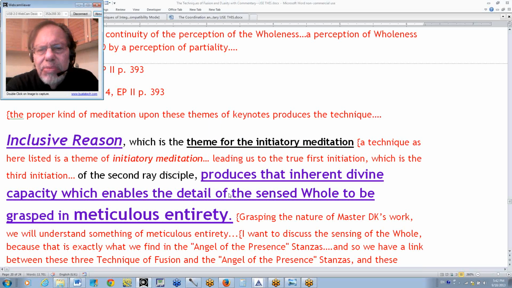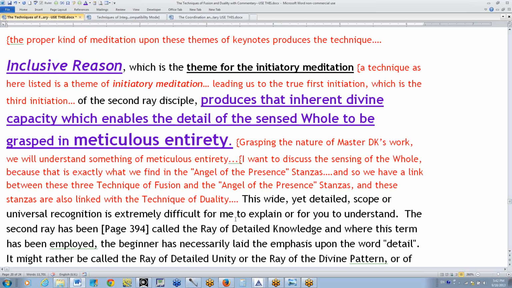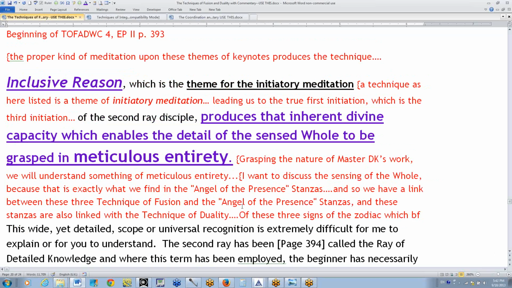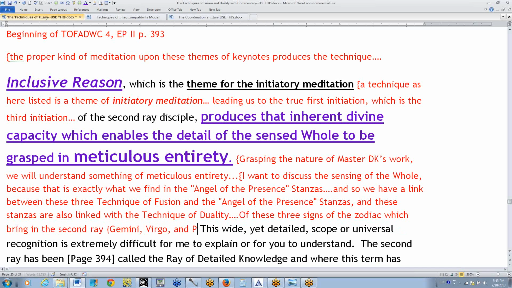Now, the first-ray disciple is more interested in isolating the whole and is likely to consider the detail of far less importance. This is the way the first-ray types are in general in their life. Give me the principles and do not clutter the expeditiousness of my path forward with too much detail, unless it is really relevant. But the second-ray type wants to know all of the detail, all of the interaction. There are three signs of the zodiac we know which bring in the second ray, and these are Gemini, Virgo, and Pisces.